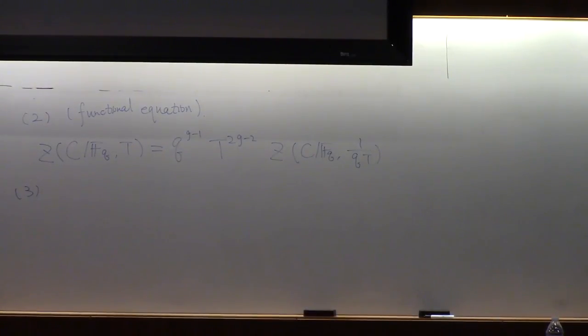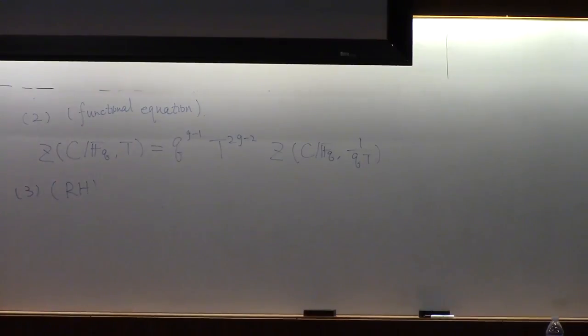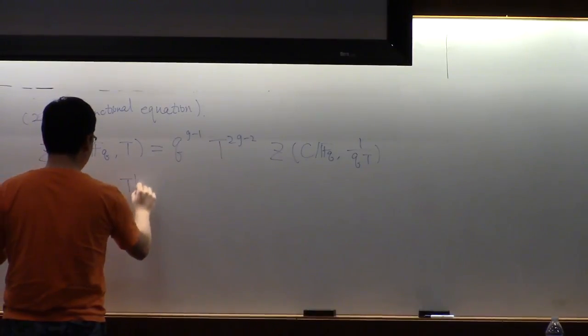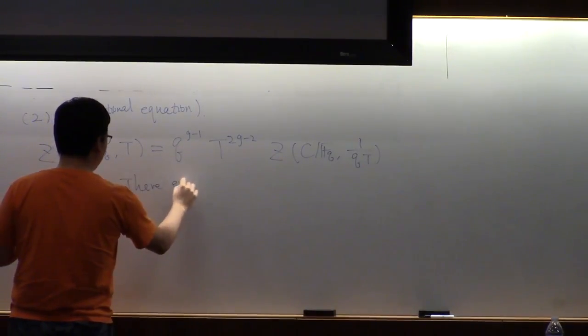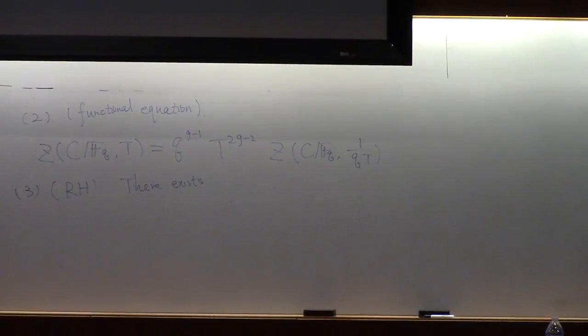The last part of the conjecture is the so-called Riemann hypothesis. But I mean, it's not the open conjecture, the Riemann hypothesis. It's the Riemann hypothesis over finite fields. It says something about this polynomial P.